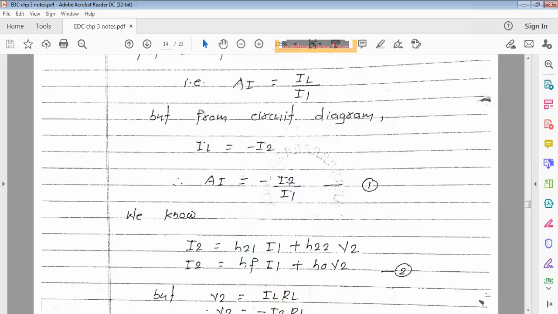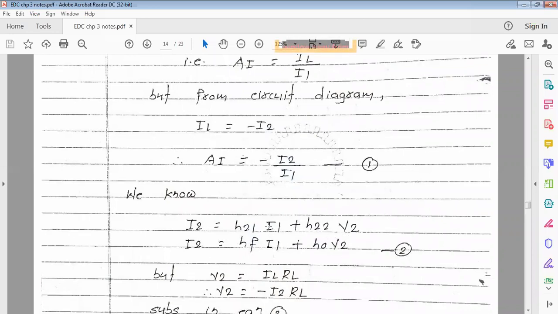But what happens? We know the value of I2. It is a dependent parameter. So I2 is nothing but H21 I1 plus H22 V2. Now, if we want to represent it with standard H parameters, then H21 is nothing but what? It is the forward current gain, so we call it HF. And H22 is nothing but conductance. It is HO, or output conductance. So I2 is nothing but HF I1 plus HO V2.